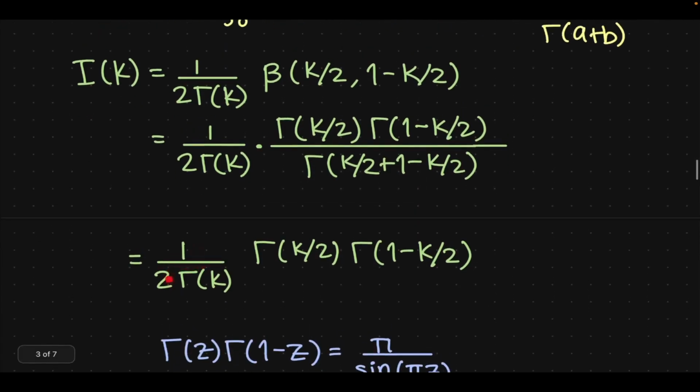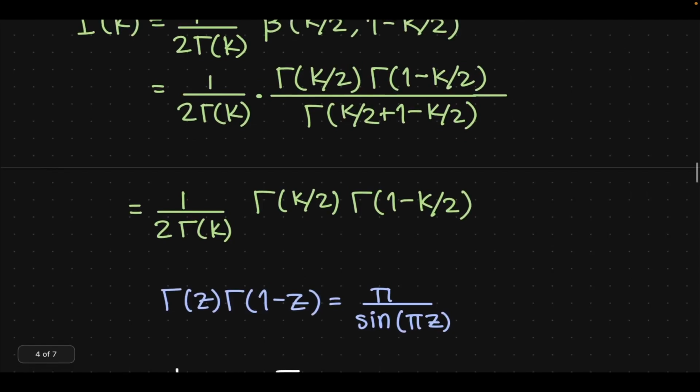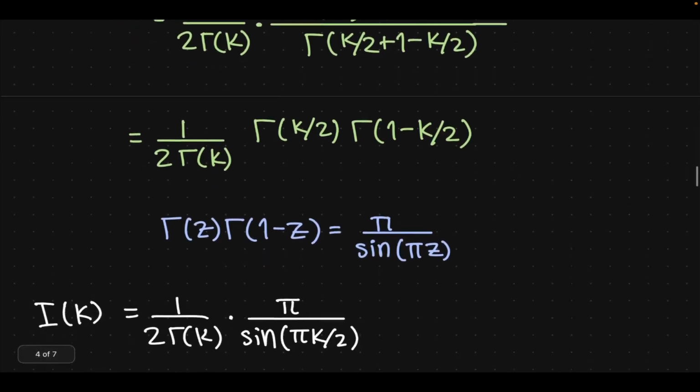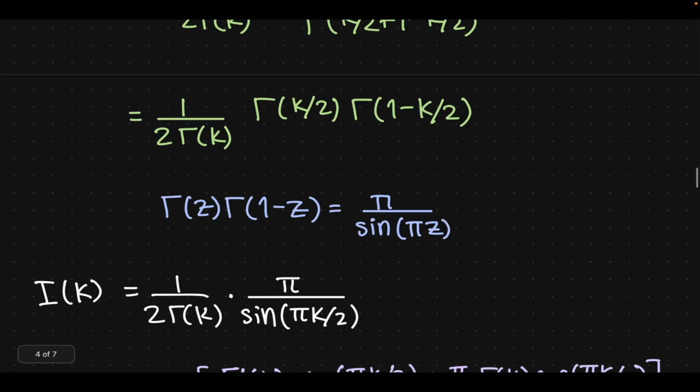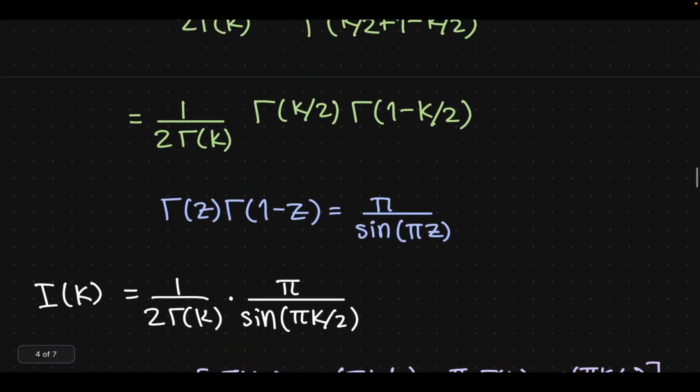So we have 1 over 2 times gamma of k times gamma of k over 2 times gamma of 1 minus k over 2. And this should feel familiar because we have a nice reflection formula for the gamma function. Gamma of z times gamma of 1 minus z equals pi over sine of pi z. Now, plugging everything in and simplifying it, we get 1 over 2 times gamma of k times pi over sine of pi k over 2, because the z was k over 2, matching the formula. Okay, fair enough. We've solved I of k. We know what the I of k integral amounts to.